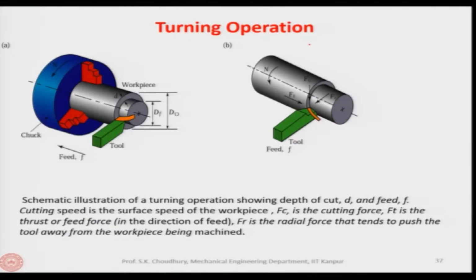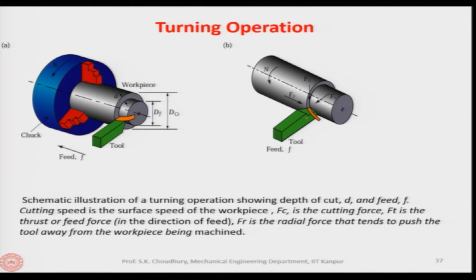Let us see. If you look at this slide, we have the turning operation, and here is the cylindrical workpiece which is mounted and clamped with the help of the 3-jaw chuck. You understand that the 3-jaw chuck is used for the automatic centering of the workpiece. Although 4-jaw chucks and collet chucks are also used, here a 3-jaw chuck is shown for mounting or clamping the workpiece.